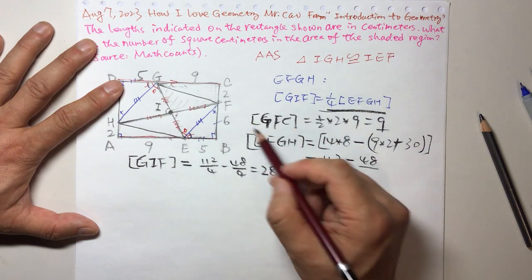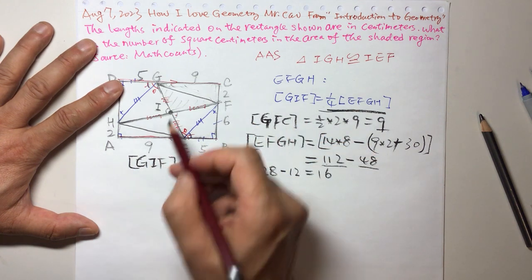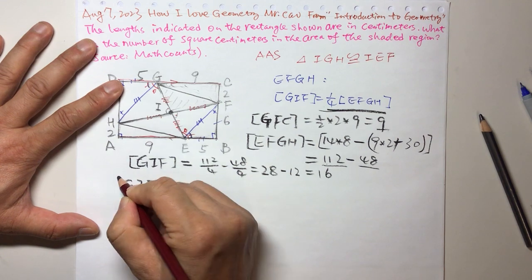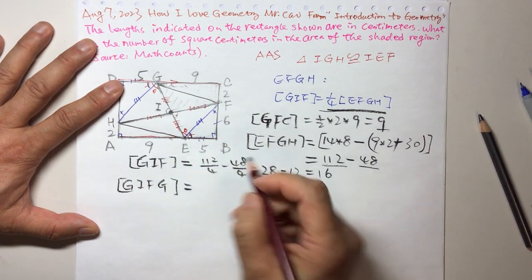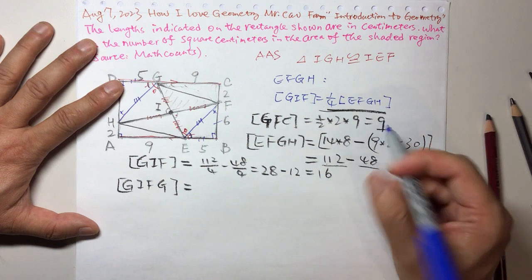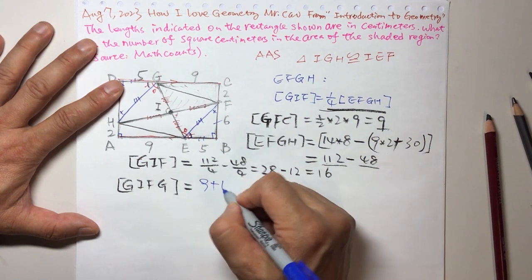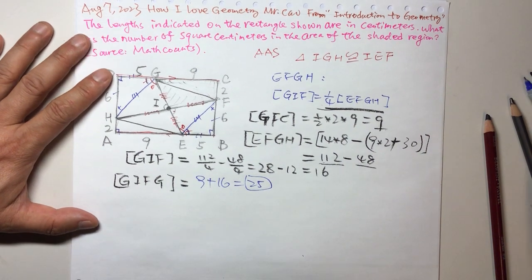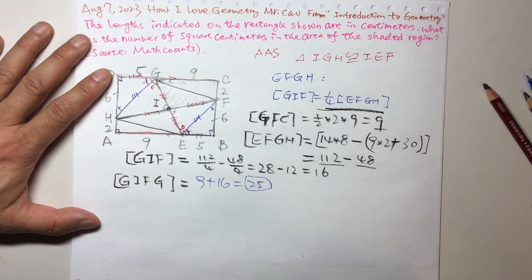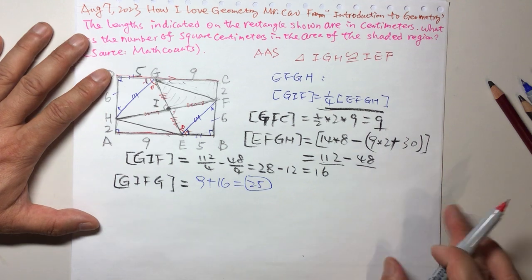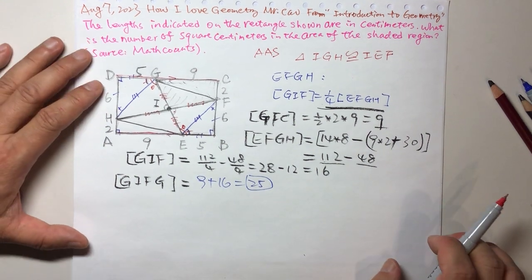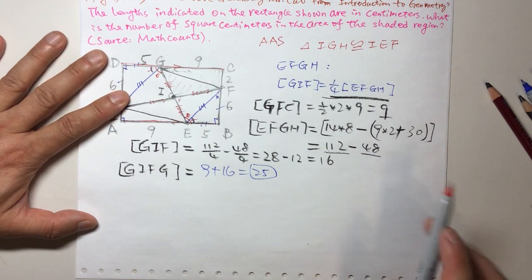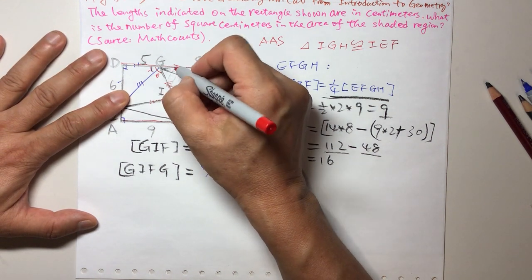So what we want, the area of the shaded part, area GIFC, equals which one? 9 plus this 16, so 25. Yeah, we find the area of this one. But what I want to say for this problem is it's not just one way to solve this one. Another way we can get the area for this one.